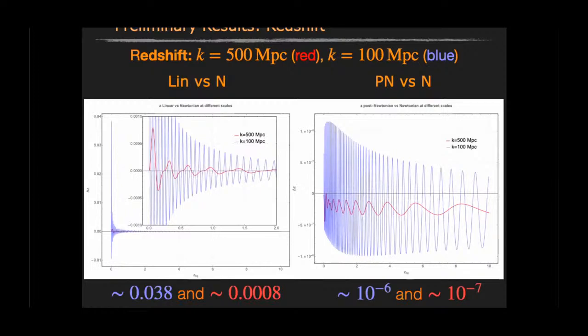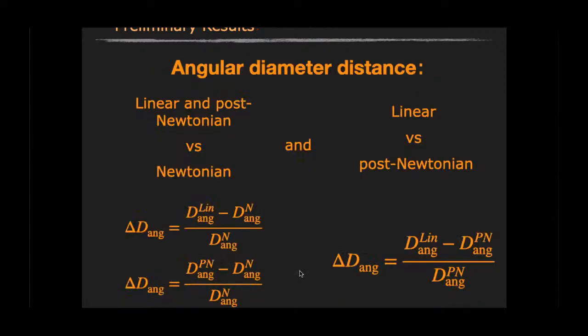More importantly, we have to notice that the post-Newtonian versus Newtonian variation is at least three orders of magnitude smaller than the linear versus Newtonian variation, implying that the post-Newtonian just gives a small correction to the calculation of the redshift, and that the nonlinearities are mainly contained in the Newtonian approximation.